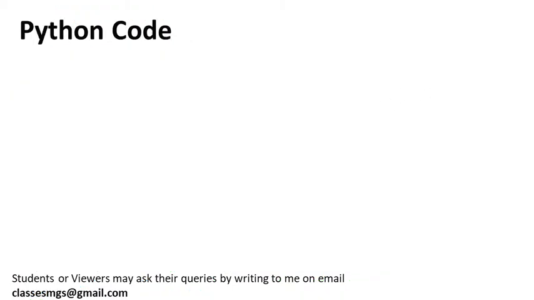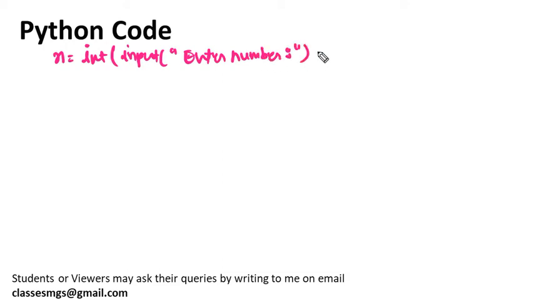So I am going to write the Python code here. One color I will use. Let's try to take the number. So number I am going to take as an integer, input, enter number. Let's suppose whatever number the user enters will come here.